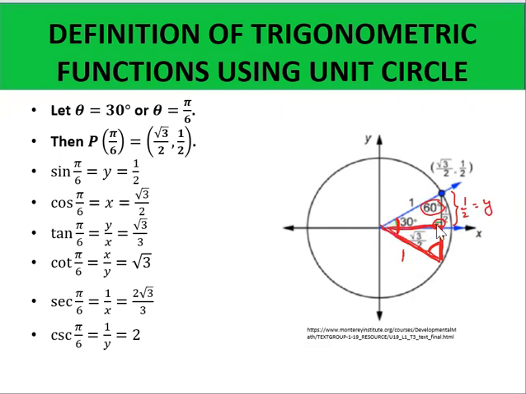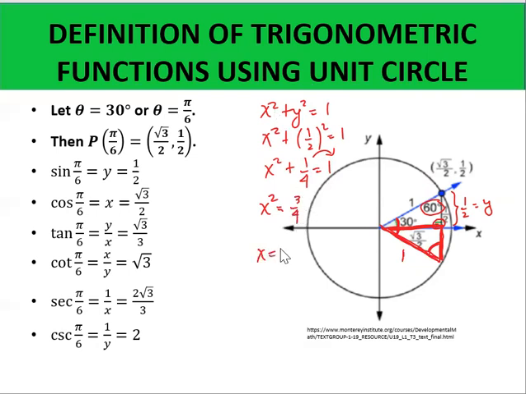In order to solve for the x coordinate, we have to use the Pythagorean theorem or the equation of the unit circle: x squared plus y squared equals 1. If we substitute 1 half for y, we get x squared plus 1 half squared equals 1. That's x squared plus 1/4 equals 1. If we transpose 1/4 to the other side, we get x squared is equal to 1 minus 1/4, which is 3/4. And solving for x, we get positive or negative square root of 3 over 2.